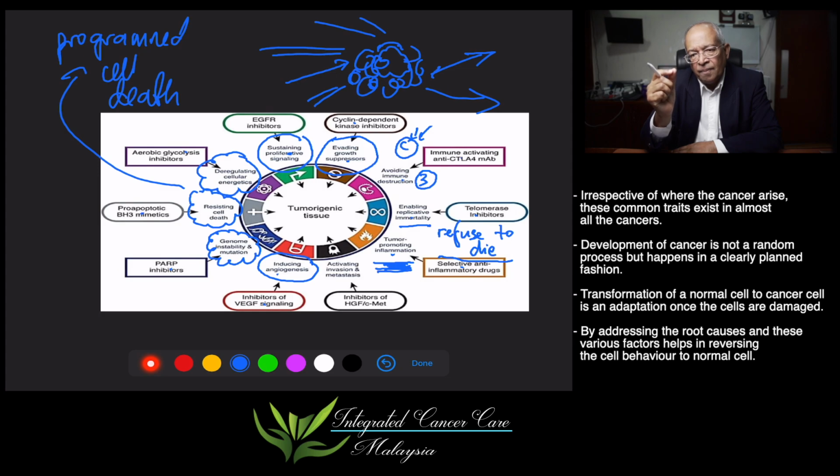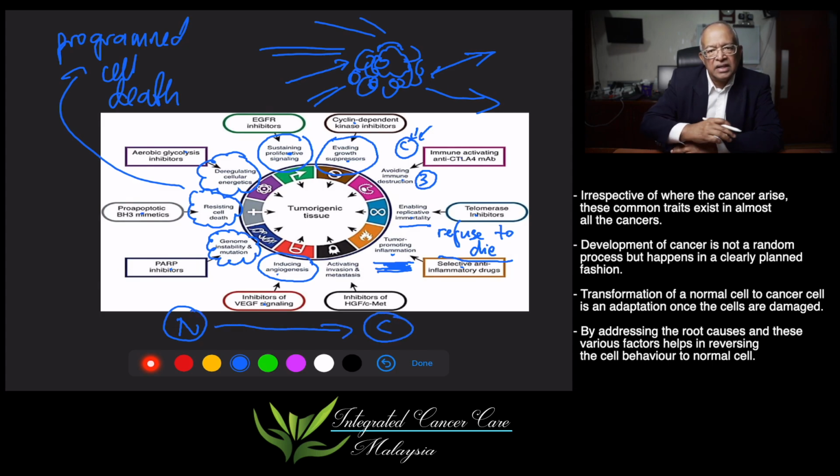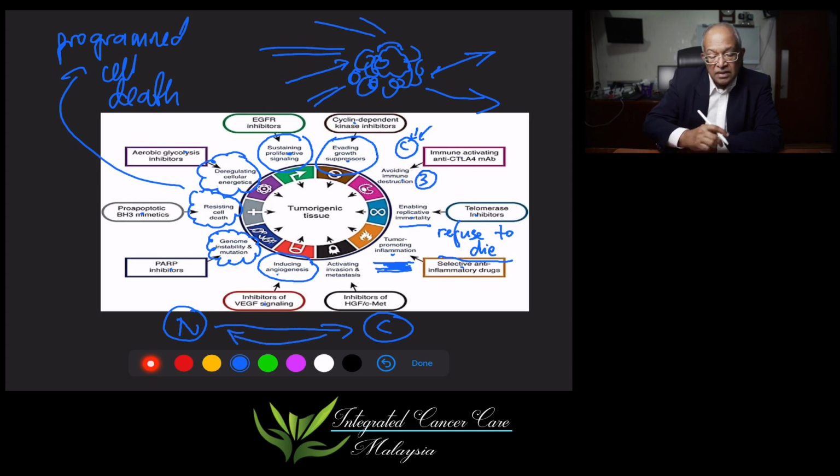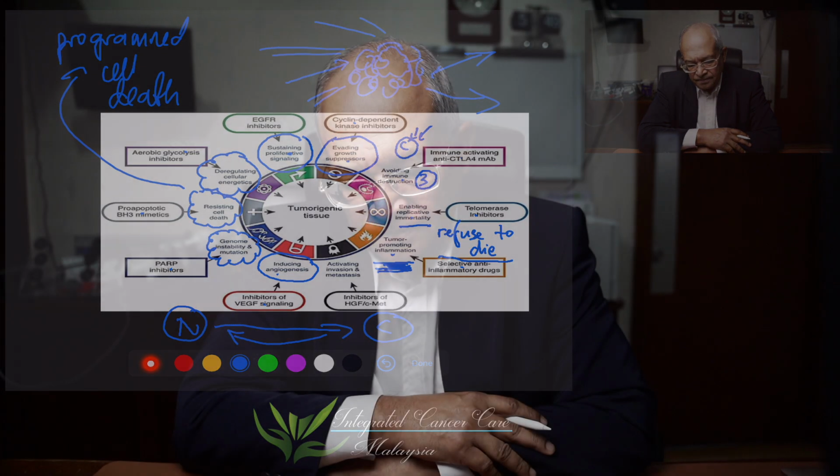What it means is the development of cancer is not a random process, but it happens in a very clearly planned fashion. So the transformation of a normal cell to a cancer cell is actually a very clever adaptation once the cell has been damaged. This is important because there is now an opportunity, by dealing with the root causes of those cancer and addressing these various factors, that we can reverse the cell behavior to a normal cell. And this is important as we try to heal cancers.